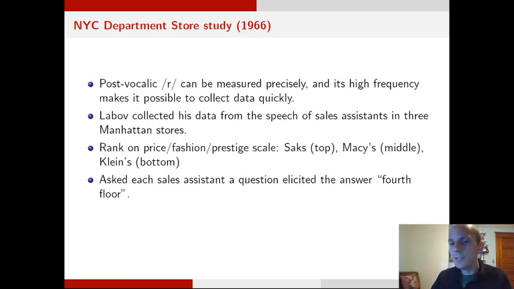Why did he want them to say fourth floor? Well, it actually has two instances, if you didn't already catch this, of the post-vocalic R. Both fourth and floor have a post-vocalic R.